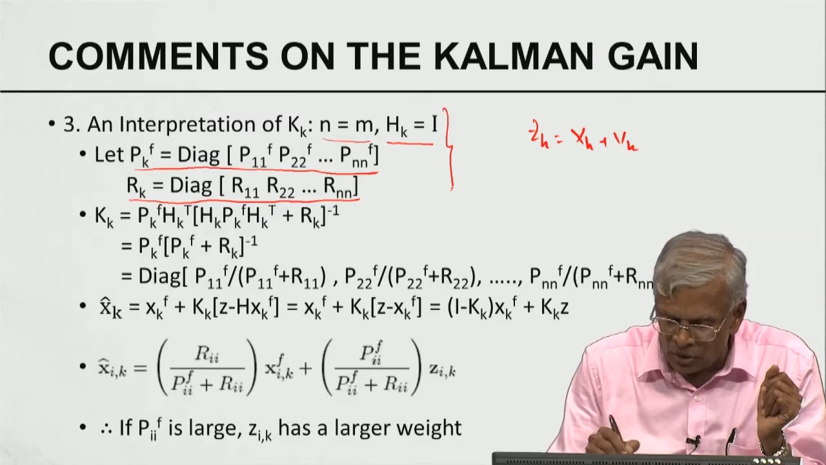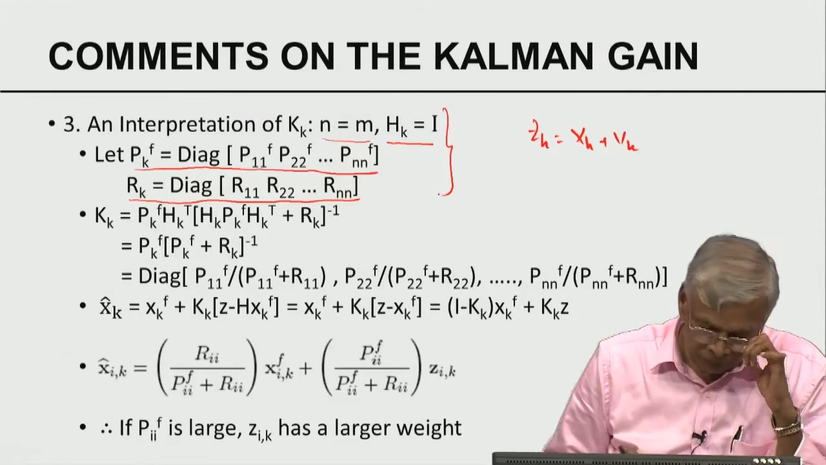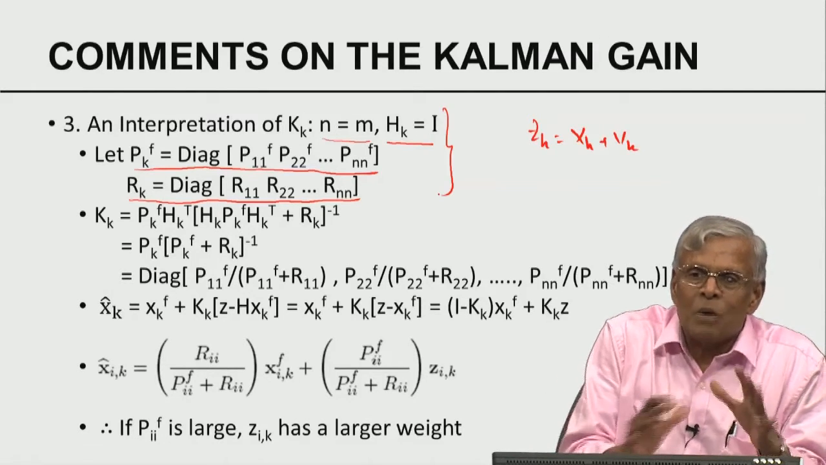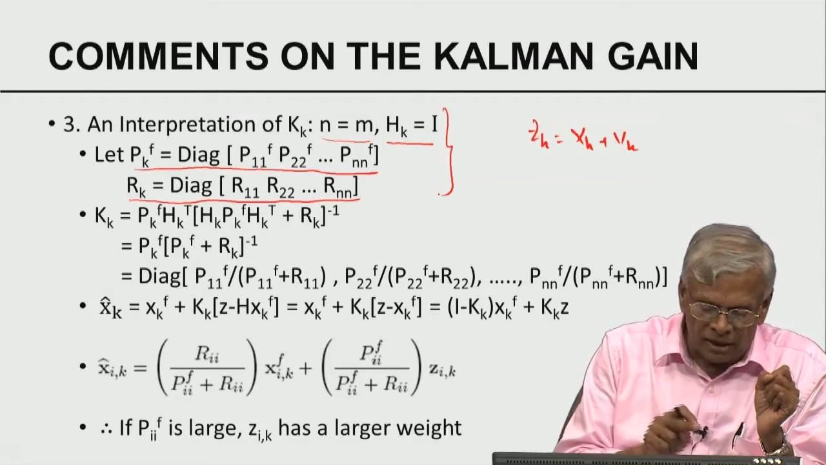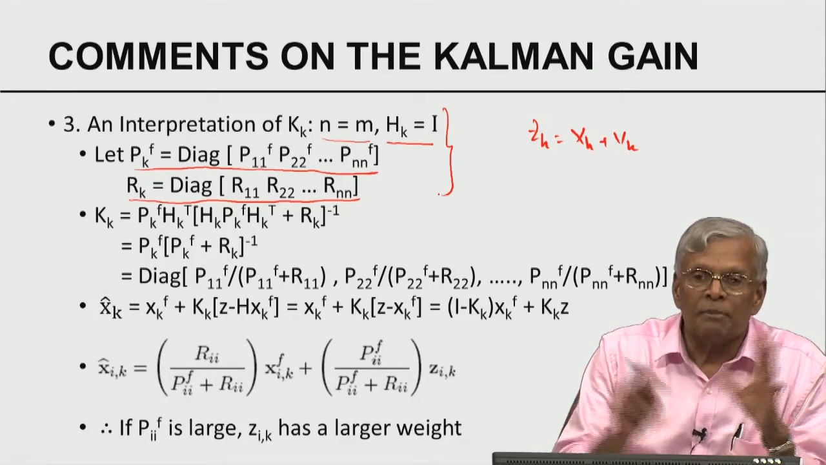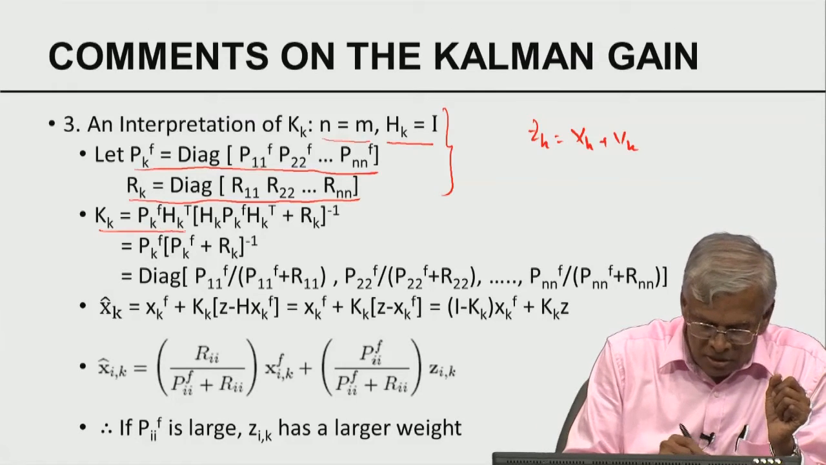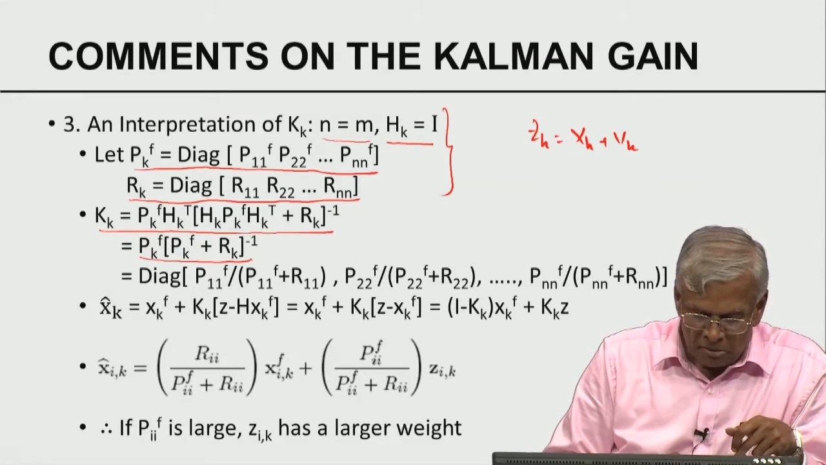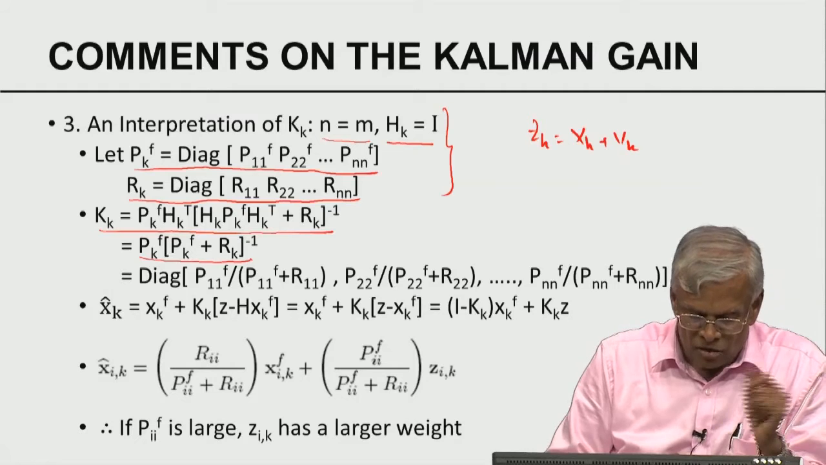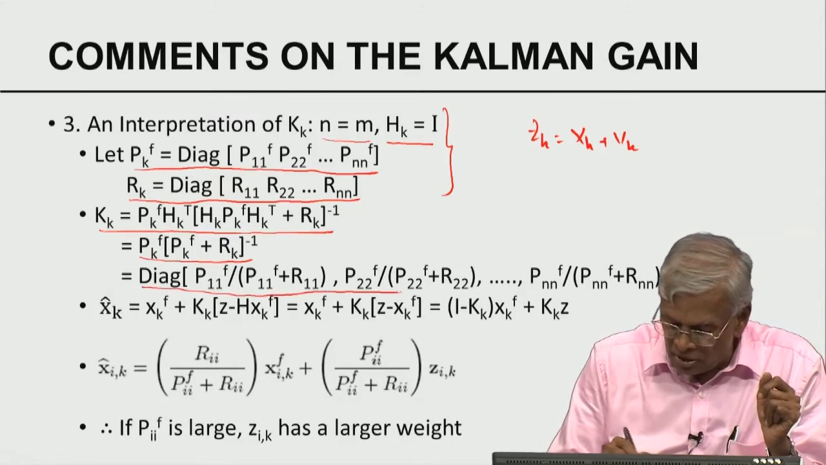Look at this, there are lots of assumptions going into that. Why these assumptions? Why not? Let us have fun to see what comes out of this, and that is the curiosity. So I am going to assume P_k is diagonal, R_k is diagonal, H_k is I, m is equal to n. In that case, the Kalman gain is a square matrix. I substitute all these things in here, and I get this expression. Please remember P_k is diagonal, R_k is diagonal. Therefore, P_k^f times (P_k^f plus R_k) inverse has an explicit expression in here.